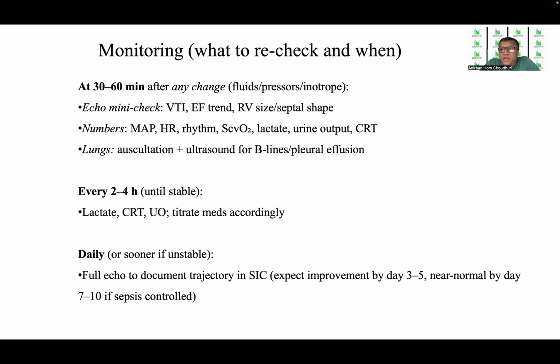Now, what to check and when during monitoring? At 30 to 60 minutes and after any change in the dose of fluids, vasopressors, and inotropes, we have to go for a mini check echo where we look at the VTI, the trend in the ejection fraction, the RV size, and the septal shape. We look at numbers like the MAP, heart rate, the rhythm, ScvO2, lactate, urine output, and capillary refill time. In the lungs, we go for auscultation, and also by ultrasound we look for the appearance of B lines or a pleural effusion.